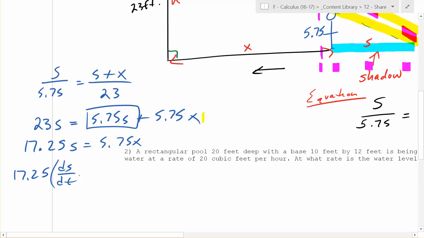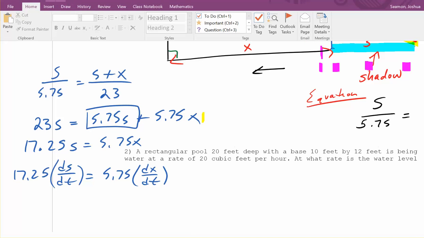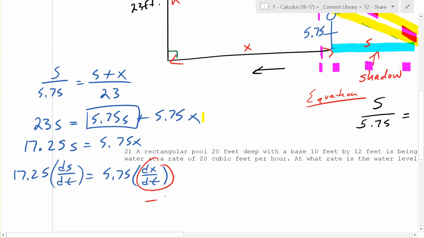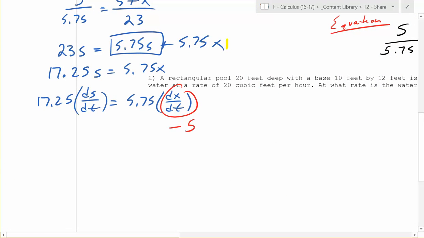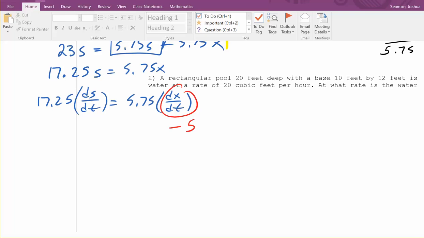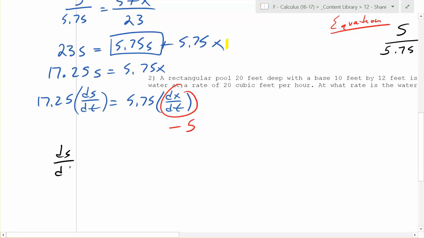ds dt equals what? 5.75 times what? dx dt. And do we know one of those? Which one do we know? We know that this one is what? Negative what? What is it? Negative 5, right? So what do we get here? We now know, we divide by that, we end up with what? ds dt is equal to what? Negative 5 times 5.75 divided by what?